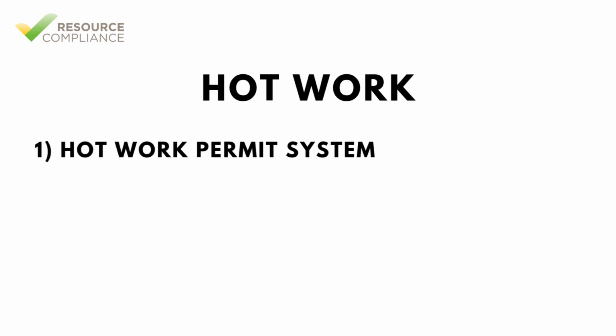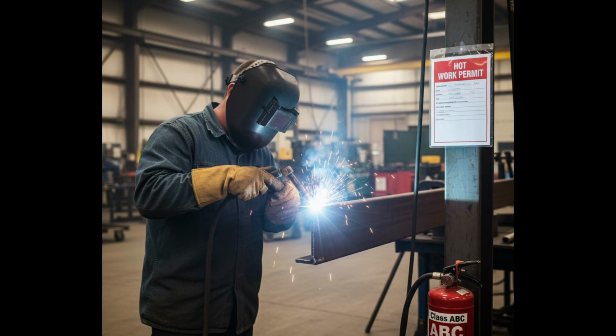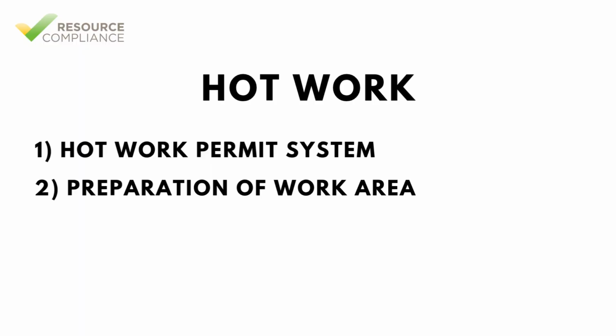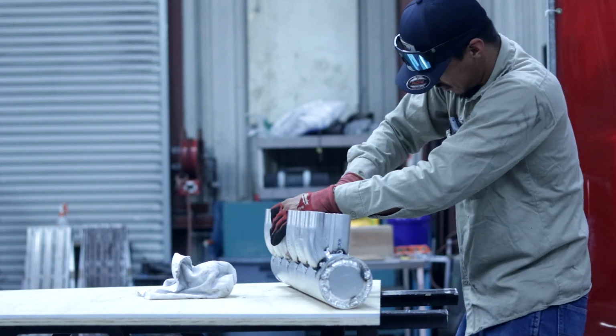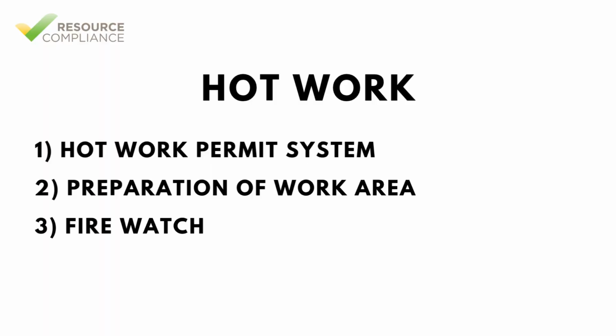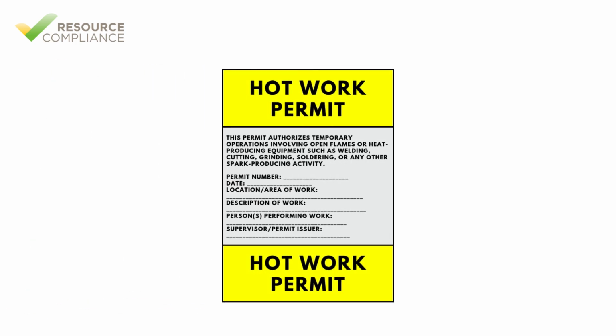Always follow the facility's hot work permit procedure. Ensure hazards are identified and controlled before work begins. Remove or shield combustible materials within at least 35 feet. Ensure ventilation is adequate to disperse fumes and gases. Assign a trained fire watch to monitor the area during and after hot work. Maintain fire extinguishers nearby and ensure a fire watch remains in place for at least 30 minutes after completion.